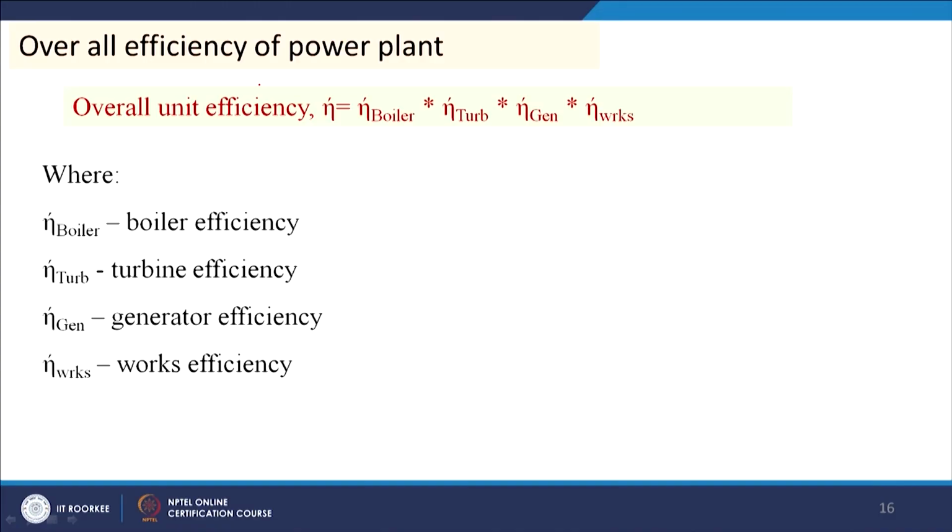Just as we have discussed, if we use cogeneration or trigeneration, then the efficiency will increase. So, all those factors influence the performance of the coal based thermal power plant, and overall efficiency can be expressed as the efficiency of boiler, efficiency of turbine, efficiency of generator, and works efficiency.